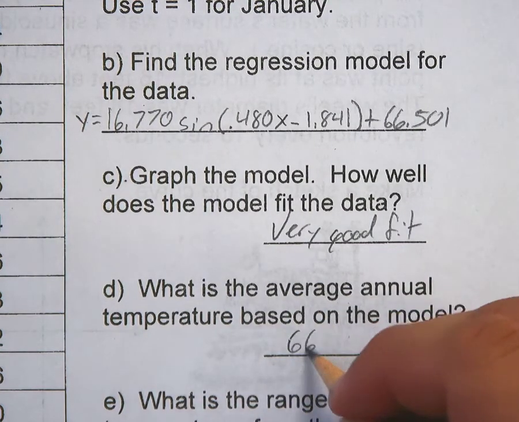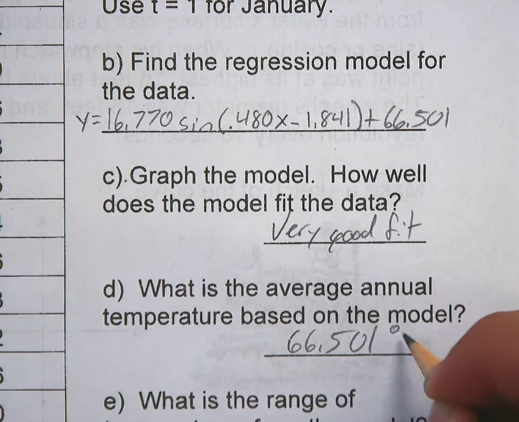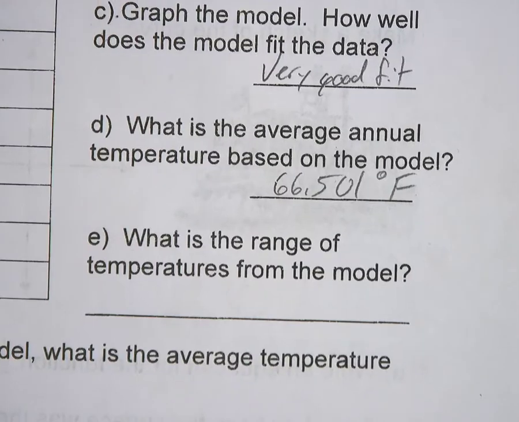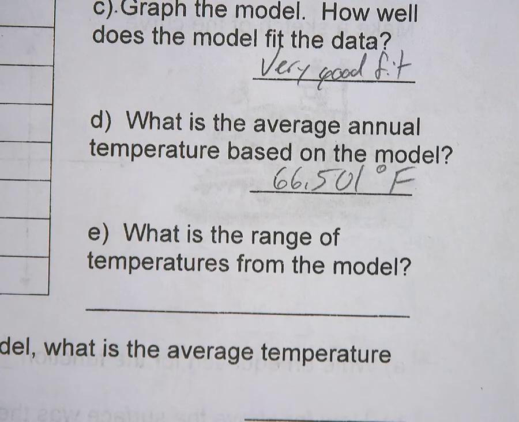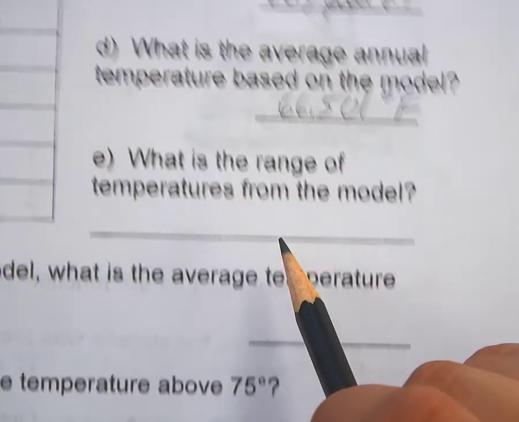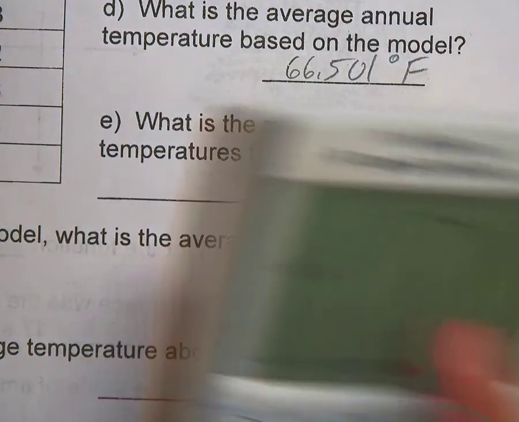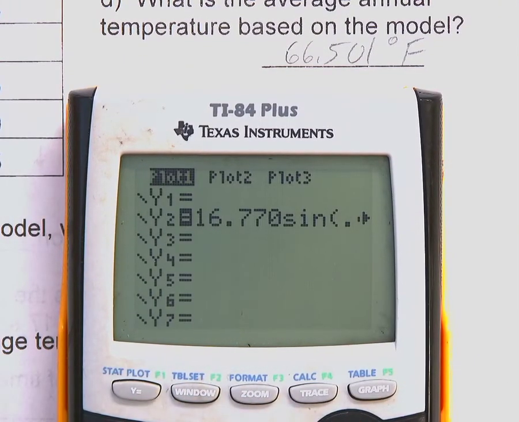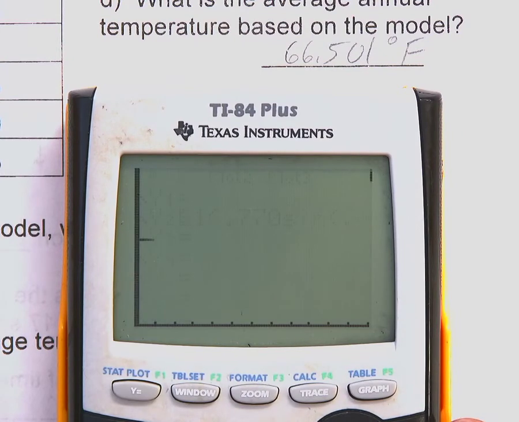66.501 degrees Fahrenheit. It says, what is the range of temperatures from the model? Now this is from the model, right? This is not going off of what I have over here. This is from the model. So what I'm going to do is find a maximum. Let me go in here and I'm going to turn off my plots. Hit graph. Again, that was just highlighting the plot, pressing enter.